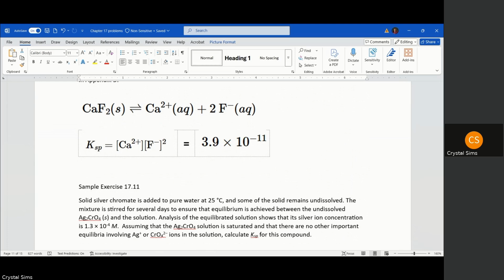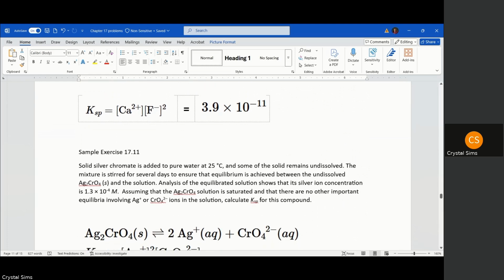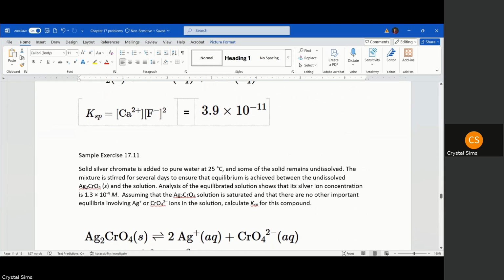We're going to assume that this silver chromate solution is saturated and there's no other important equilibria at play, and we need to calculate KSP. So basically, we're given the equilibrium concentration of the silver ion in a saturated solution, and we're going to go from there to our KSP. So the first thing we have to do is get our equilibrium expression or equilibrium equation.